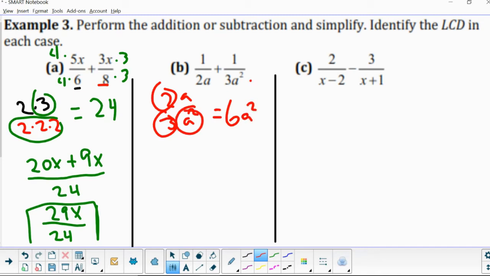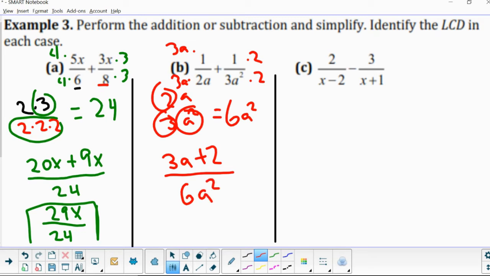So that means we got to multiply this one by 2 on top and bottom, and this guy by 3a on top and bottom. So we got 3a times 1 is 3a. 1 times 2 is 2. And then it's all over 6a squared. So 3a plus 2, we can't combine because they're not like terms. Can't reduce anything. So that would be our answer.